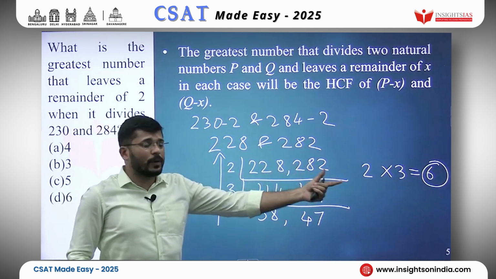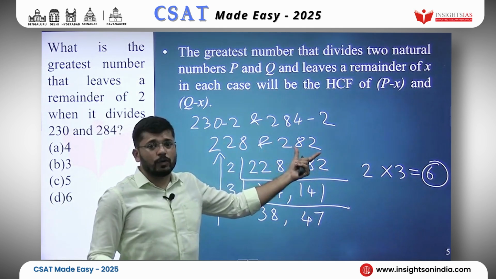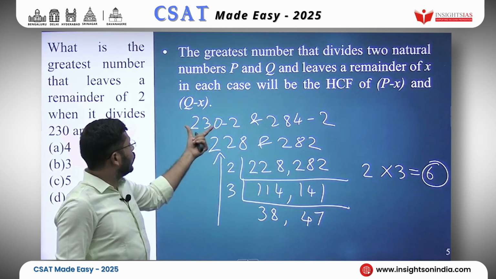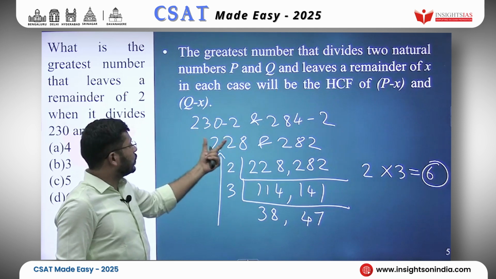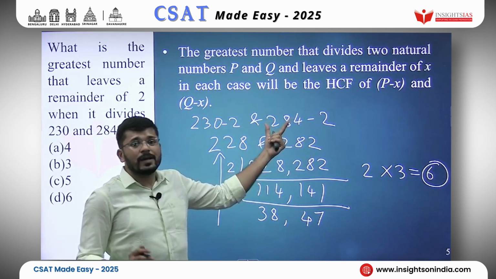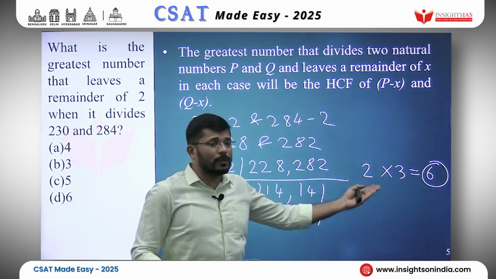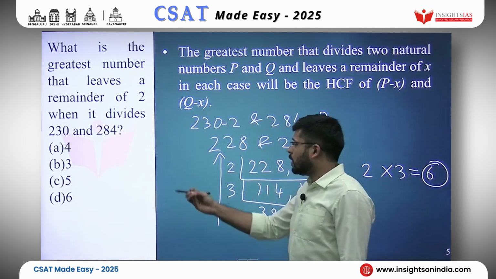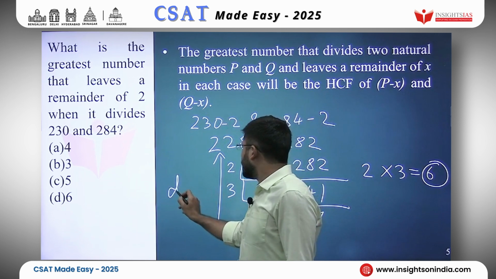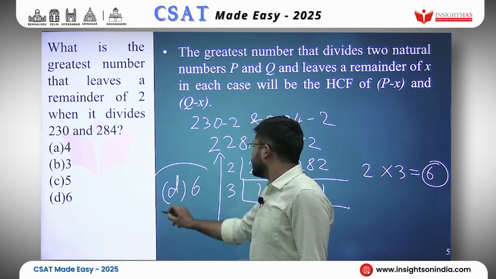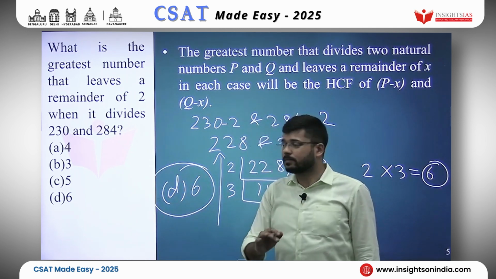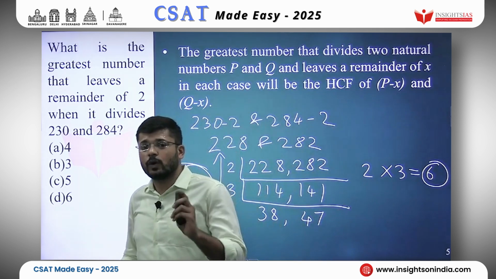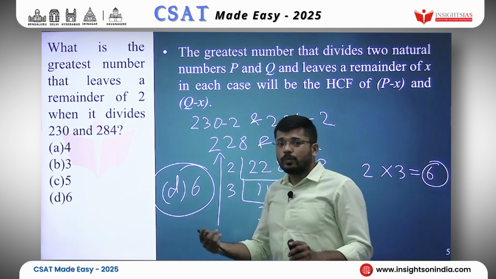So 6 will be dividing 228 and 282 without any remainder. However, when you increase them by 2, that is when you change 228 to 230 or 282 to 284, then in both cases it will leave a remainder of 2 as the question asks. So what will your answer be? Our answer will be option D, 6. Okay. I think after solving the question, you understood the concept better. Okay. Now let's go to the next question.